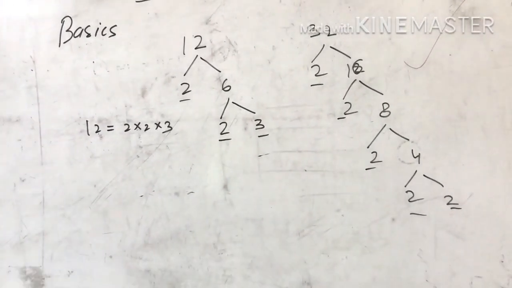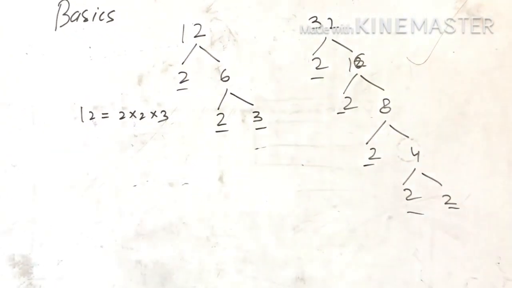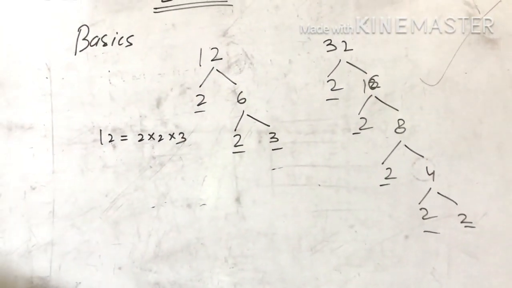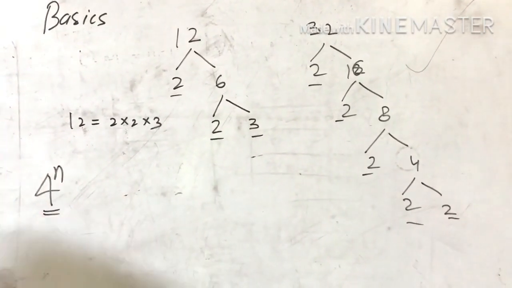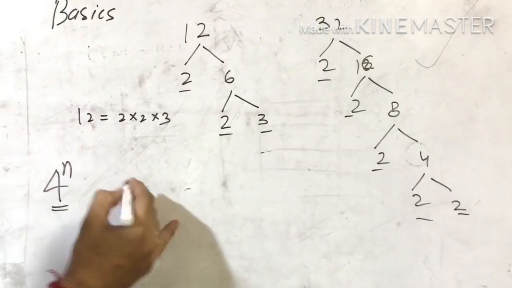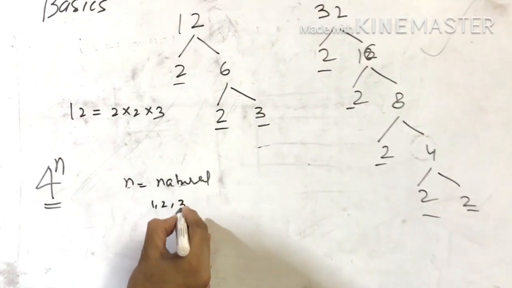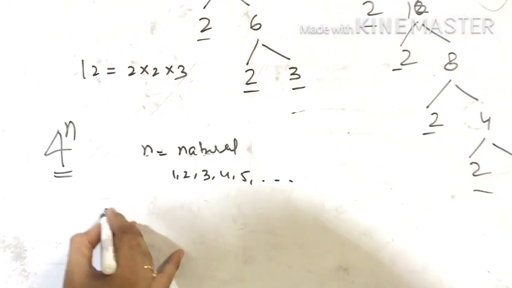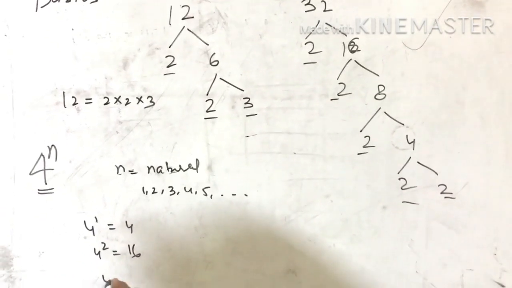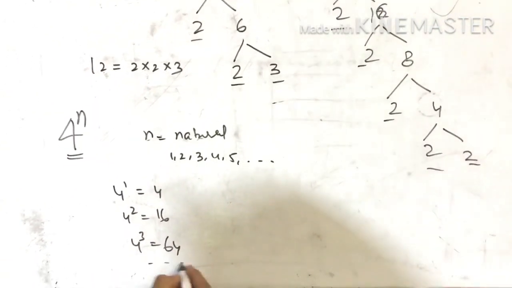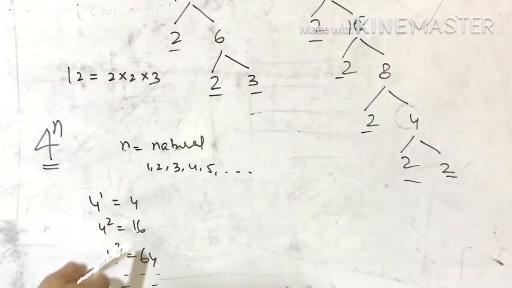Then you have a question, example number 5 on page number 9. They are saying that consider the number 4 to the power n, where n is a natural number. So what is a natural number? They start from 1 and so on. So 4 to the power 1 you will get 4, 4 to the power 2 you will get 16, and 4 to the power 3 you will get 64. In this way you will get a lot of numbers, because you are changing the value of n one by one, you will get different numbers.